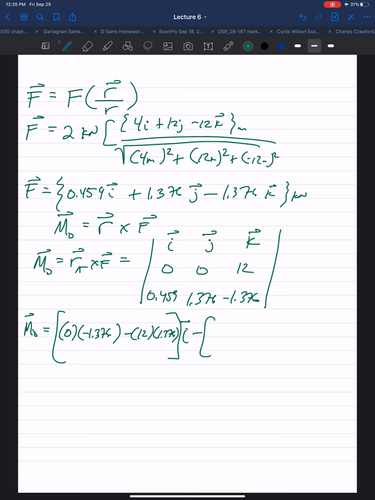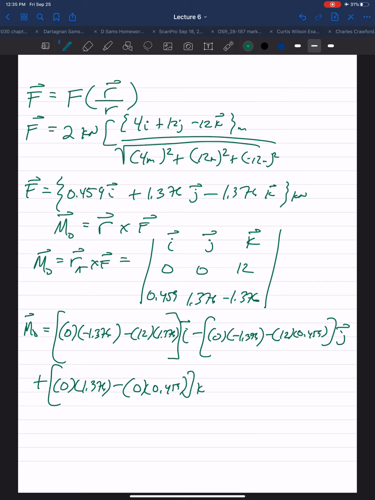You always put the negative sign first. So you ignore the second column in the top row. So that's 0 times minus 1.376 minus 12 times 0.459 J. For K, you ignore the top row in the third column. So that's 0 times 1.376 minus 0 times 0.459 K.